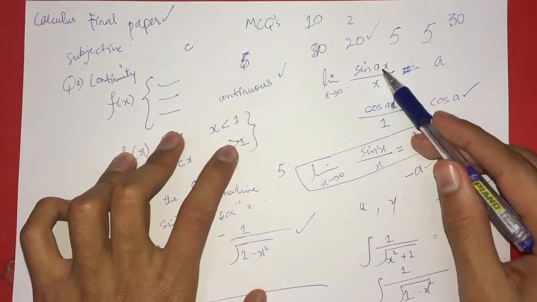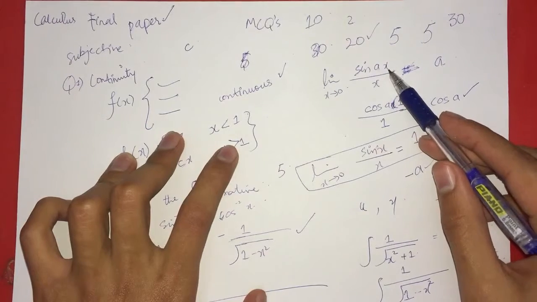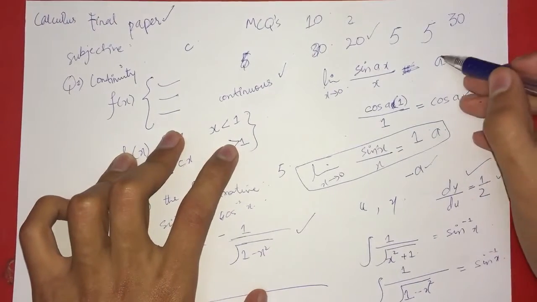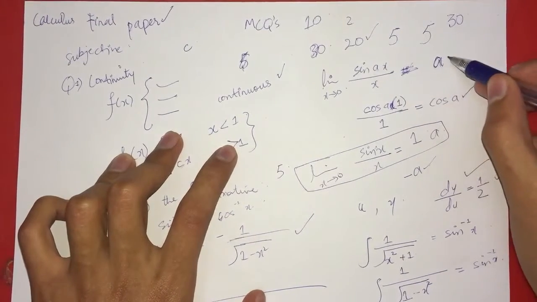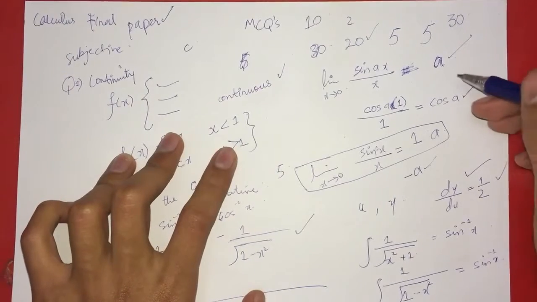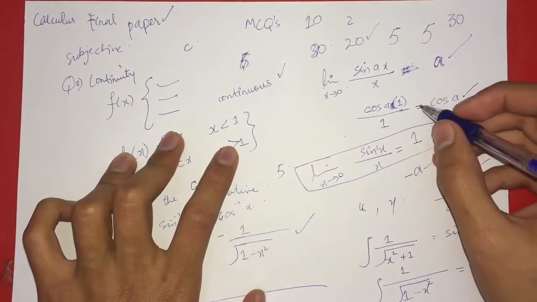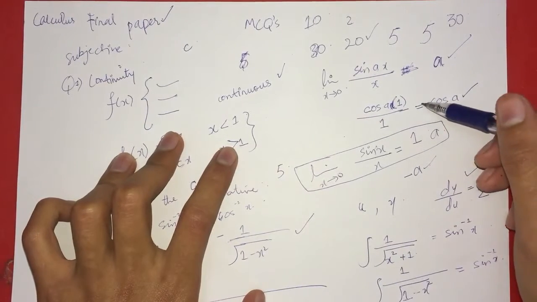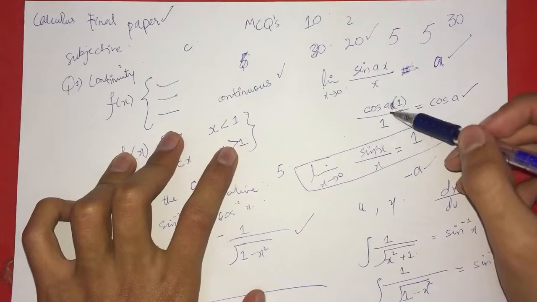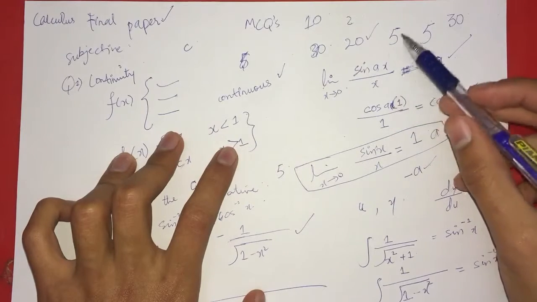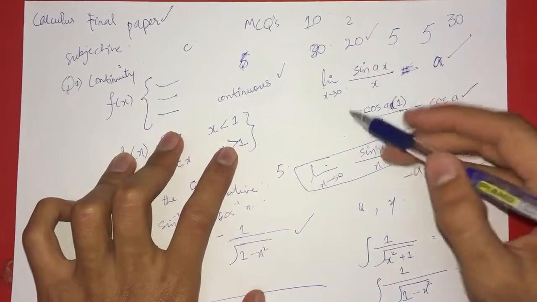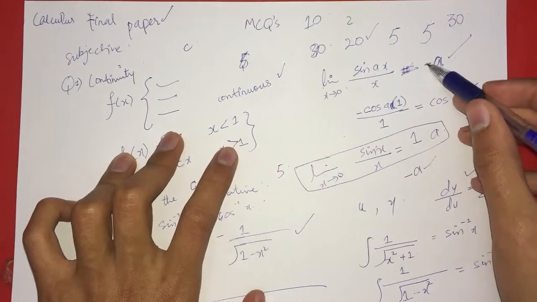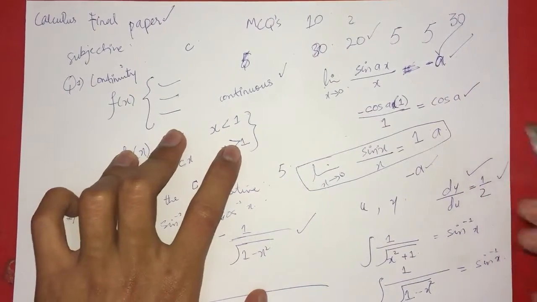But here the constant with the x is a, so instead of the limit being 1, it is a. So the constant is the limit of sine a x by x. What I did wrong was I did it by L'Hospital's rule. I thought that the limit of sine is minus cos, so the limit is going to be minus a, which was wrong.